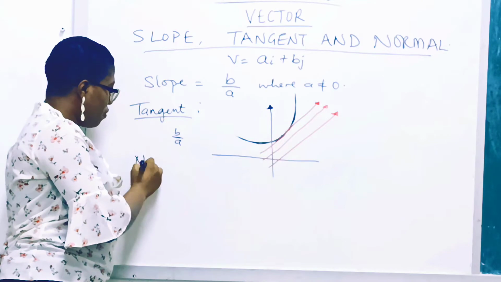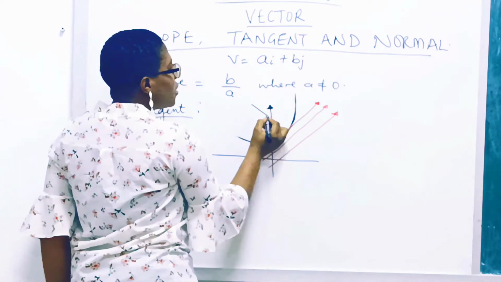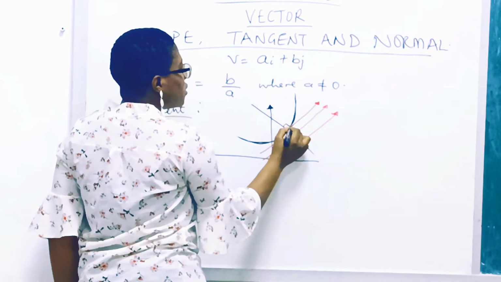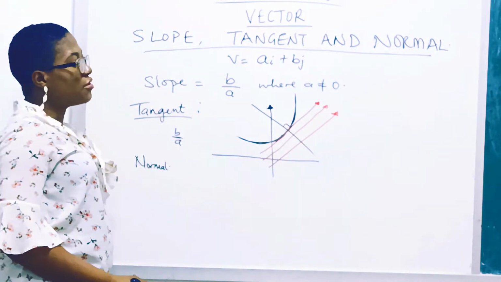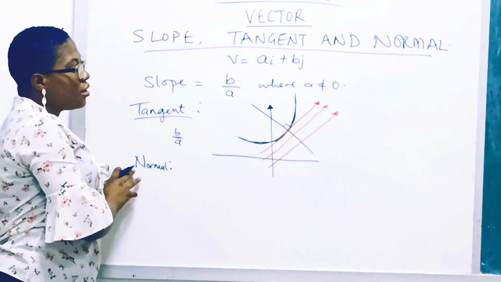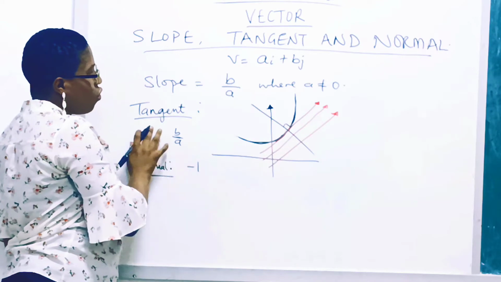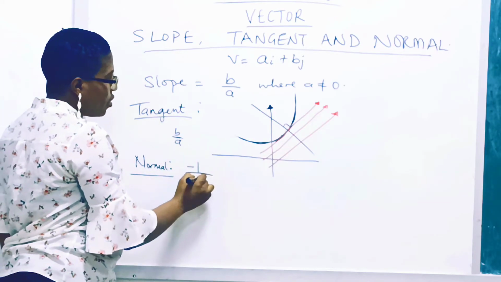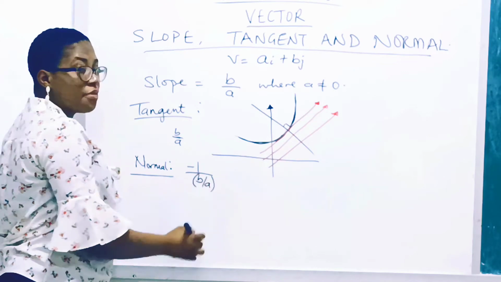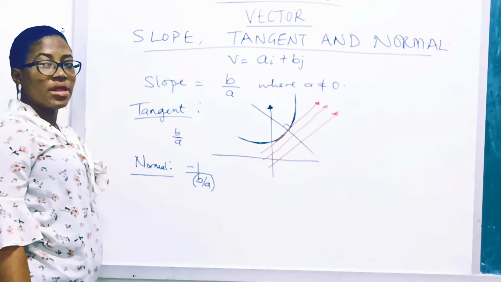Now the normal to this curve is a straight line that is perpendicular to the tangent, passing through that point. The slope of the normal is minus 1 over the slope of the tangent. That's minus 1 over b over a. Is that clear?